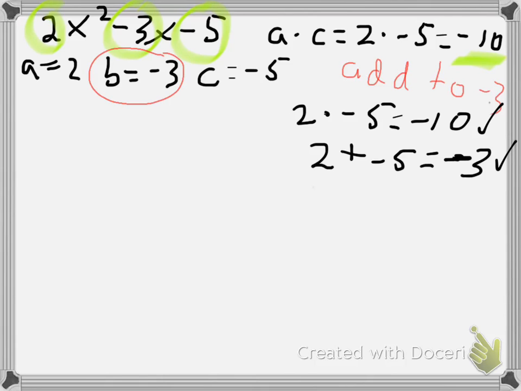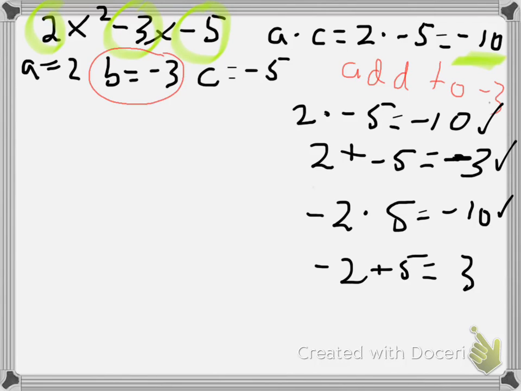It looks like it. And just for practicing sake, if that didn't work, you could try -2 times 5 is -10, and that works. And -2 plus 5 equals +3. That doesn't work. So we know we're going to use these numbers here, 2 and -5. We're going to use them a little differently.